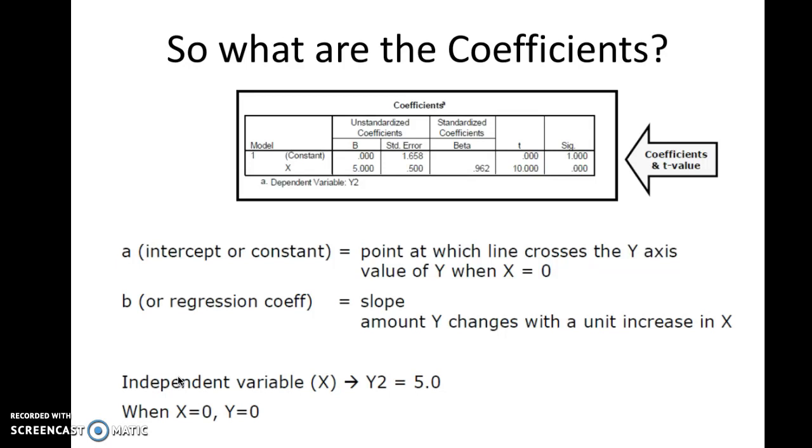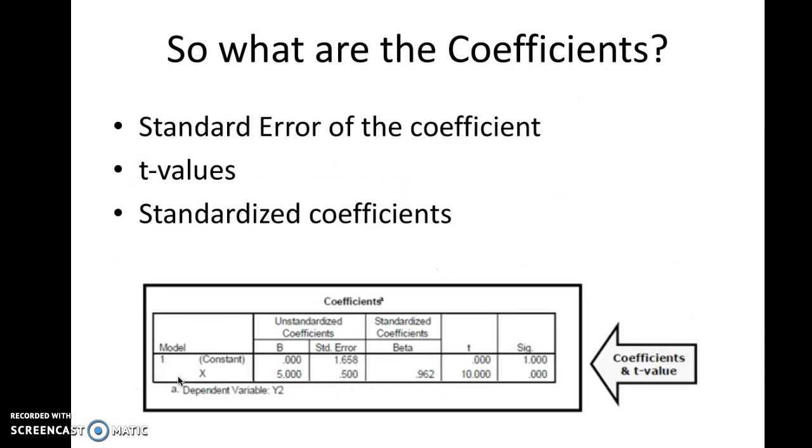So again, the constant is the y-intercept. We call it the regression coefficient, or the b is the slope, how steep it is, and then whether or not the whole thing is even significant. Does it actually predict each other? Okay, so that's what you get in SPSS.